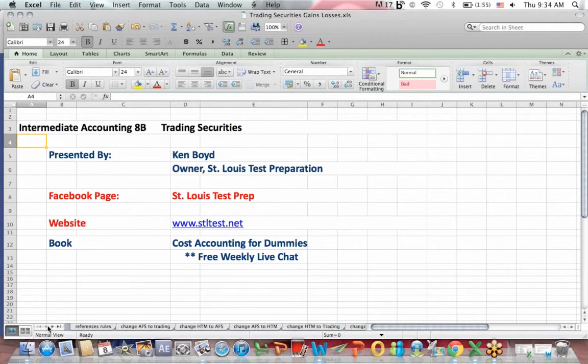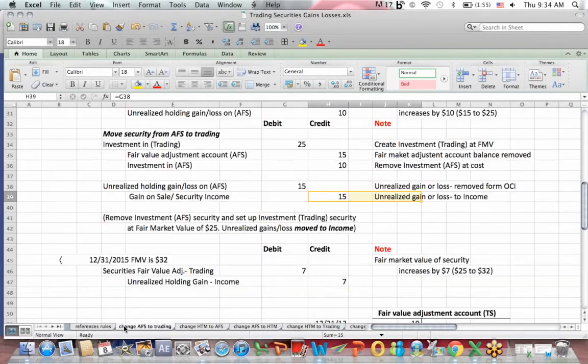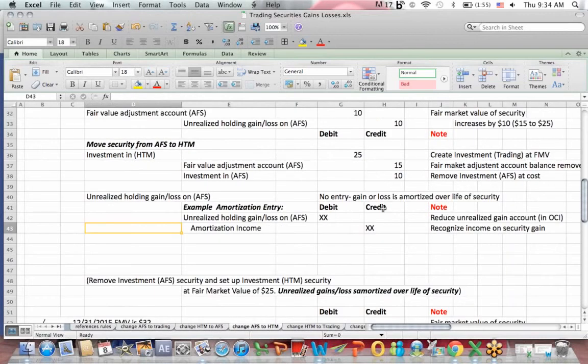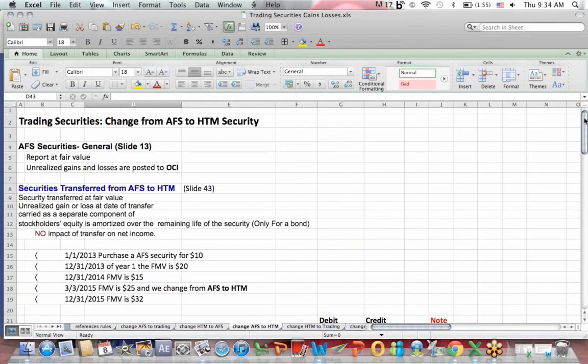What we've already done is gone through available for sale changing to a trading security, and then hold to maturity changing to an available for sale. So I'm going to continue on with examples of changing the designation of a security between types, from available for sale to hold to maturity.